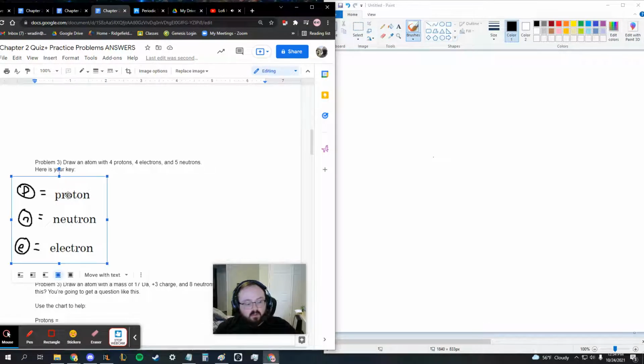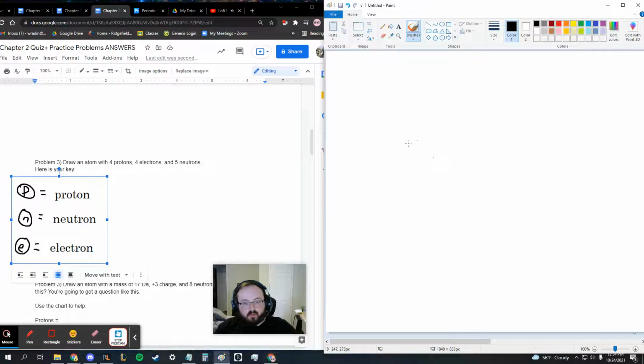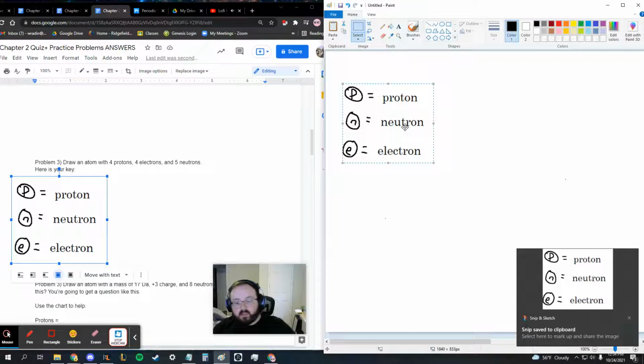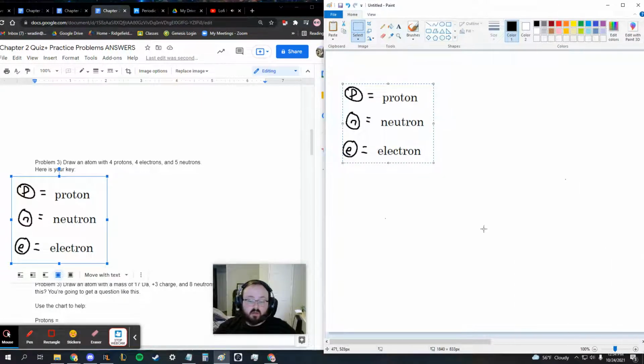Okay. So right here, this is going to be your key. It doesn't let me, so I have to manually do this. We had been drawing with different colors, but on paper and pencil, you only have your pen. So we're going to use these little notations. If you really want to, you could use a different shape. You could do a triangle for a proton.